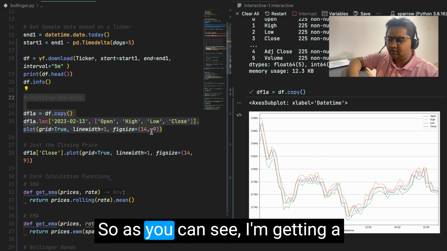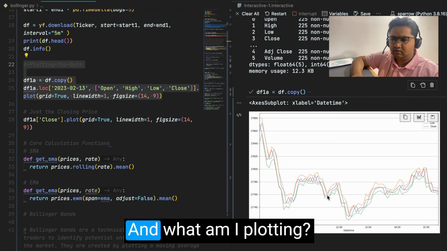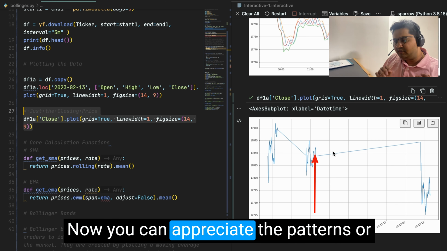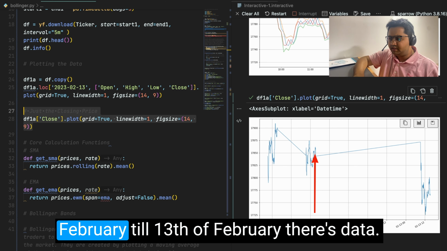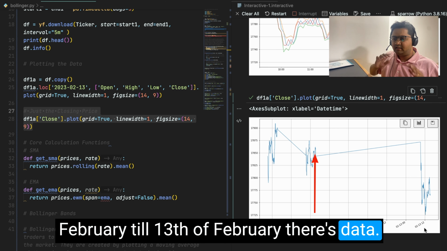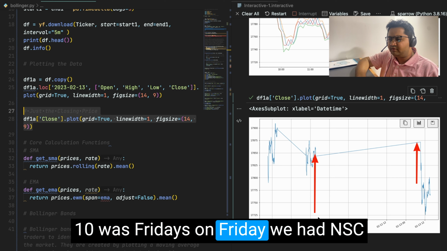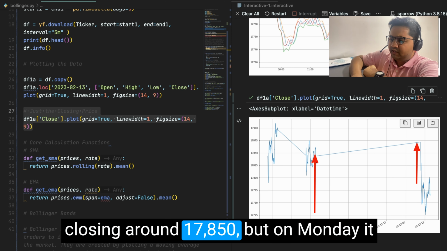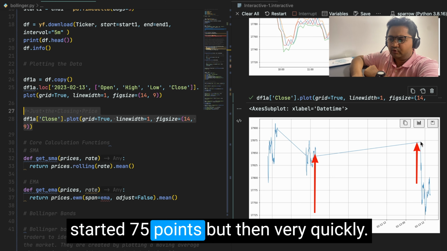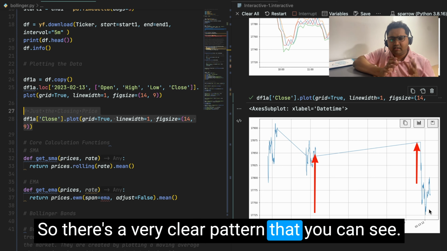Yeah. So as you can see, I'm getting a much easier plot of highs, lows, and what am I plotting? Now you can appreciate a pattern. What has happened is that starting from 9th February till 13th of February, there's data. 10th was, I think, Friday, right? Oh, yeah, 10th was Friday. So on Friday, we had NSE closing around 17,850, but on Monday, it started 75 points higher, but then very quickly dipped down. So there's a very clear pattern that you can see.